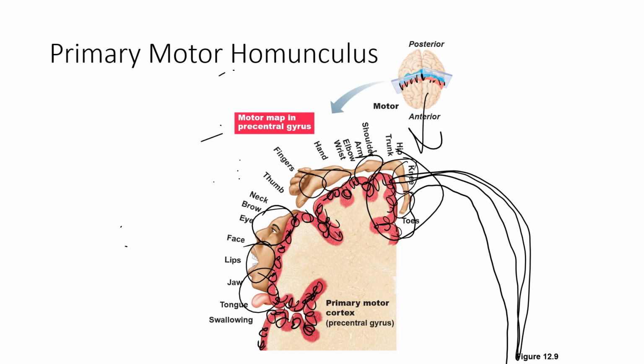Because what is the primary motor cortex made up of? It's made up of the cell bodies of neurons, and the cell bodies of these neurons thus must be controlling these different muscles of the human body. And what we want to try to understand is how and why.